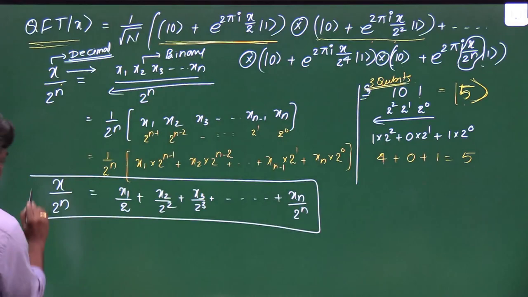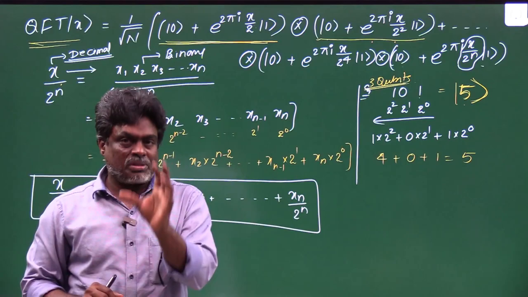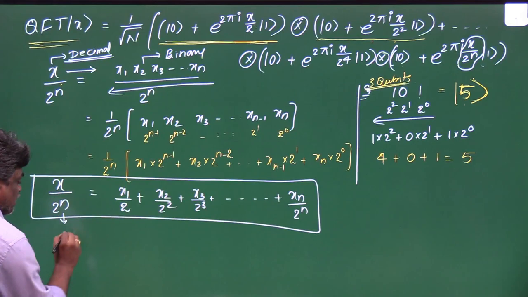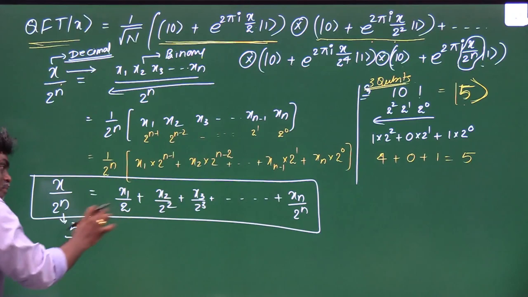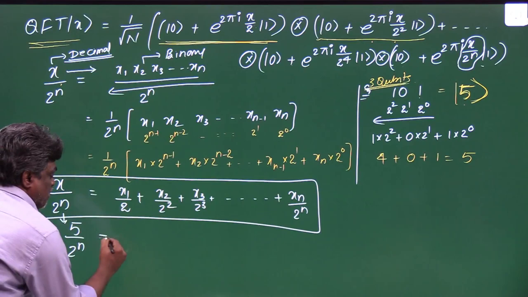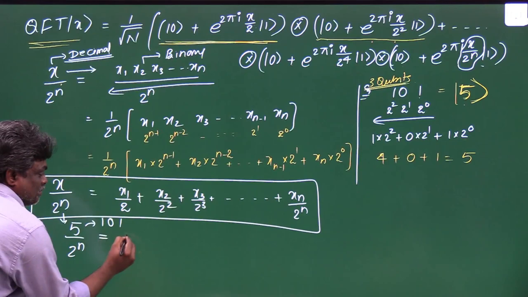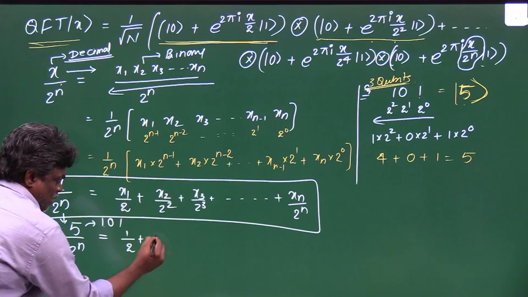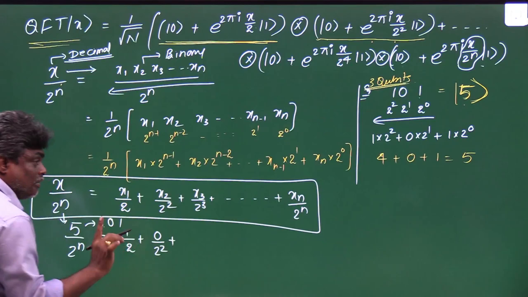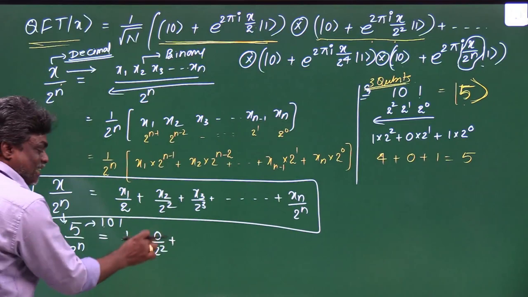One second. See carefully, sir. You have a decimal value like 5 or 7, and that is divided by 2 power n. For example, I have 5 by 2 power n. In the Fourier transform, we won't write this; we will write the other form. But you have to know the equivalent form. This 5 can be written as 1, 0, 1. So this is nothing but what? One by two, plus 0 by whatever it is. No, wait. It's not at all zero, I will tell you. Just expand.